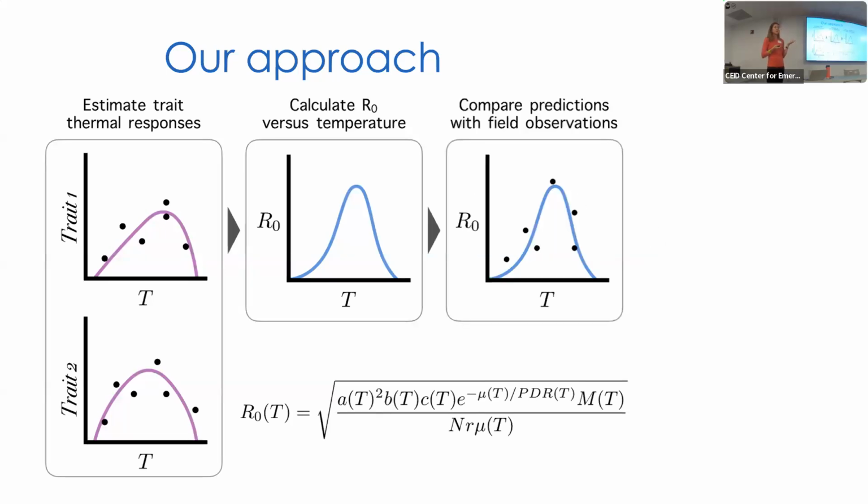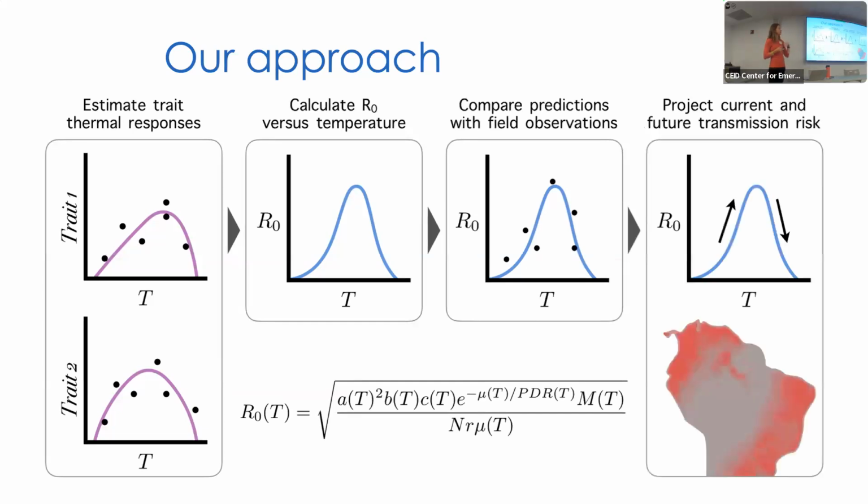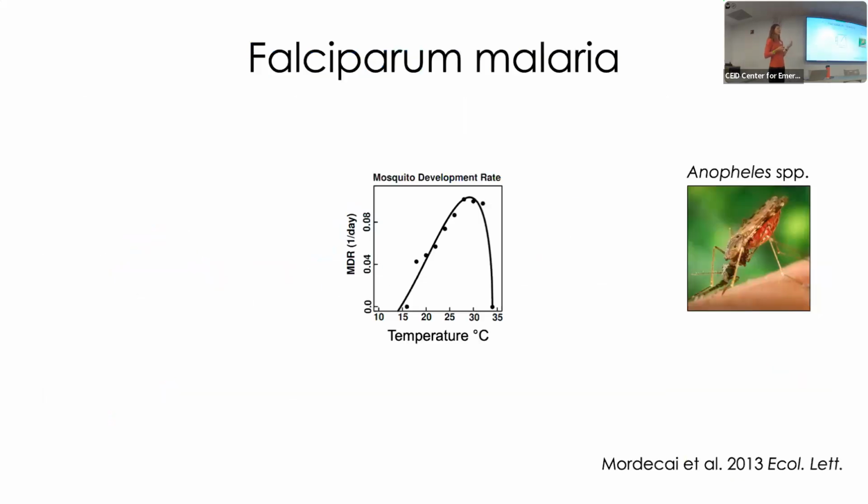Then we want to take this mathematical model that's been parameterized with experimental lab data and compare it with field observations to ask whether we're actually reproducing patterns of transmission versus temperature that we see in the field. And finally, with that validated model, we can then use it to project both the current and future temperature suitability for vector-borne disease transmission. So we first applied this method to falciparum malaria transmission with Anopheles mosquitoes in the context of Africa back in 2013 when I was a graduate student.